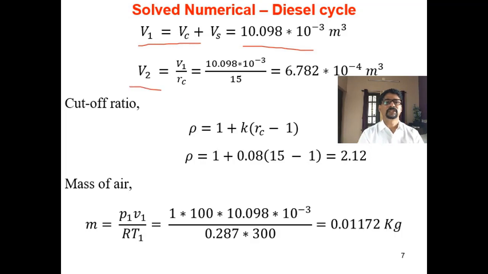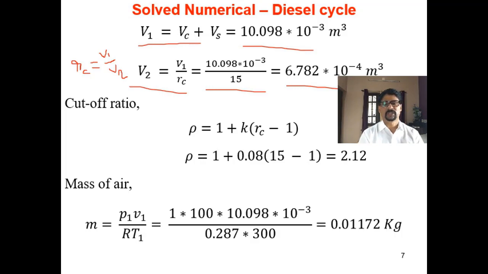Then V2 is nothing but V1 by Rc, because Rc is equal to V1 by V2. By this time you should be familiar with these formulas, because most of the formulas are the same for both the Otto cycle and the diesel cycle. The only difference is that in the Otto cycle, heat addition takes place at constant volume, whereas in the diesel cycle, heat addition takes place at constant pressure. So V2 is equal to V1 by Rc. V1 is 10.098 into 10 to the minus 3, Rc is 15, so 6.732 into 10 to the power minus 4 meter cube.